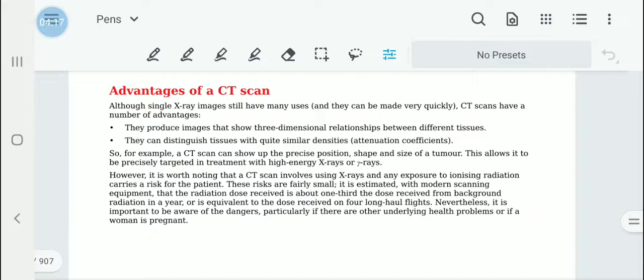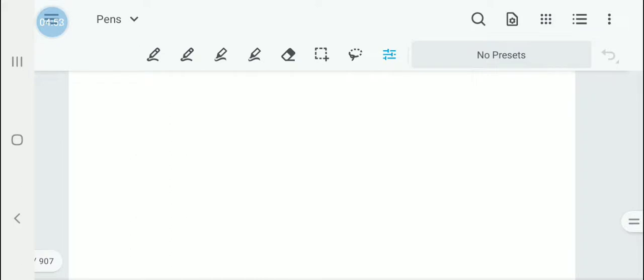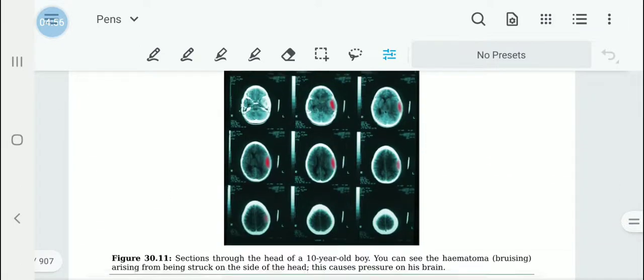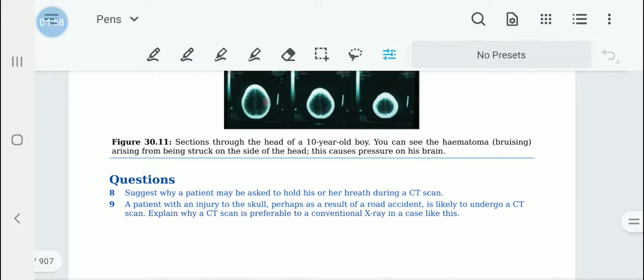However, still CT scans involve X-rays, so there is a risk, but this risk is very minimal. Now, for example, a single CT scan would be similar to one third of the dose that we receive from background radiation. Or when we go on long haul flights, when we go up in the sky, there is more radiation that we get exposed to. So that is similar to 4 long haul flights. But still we need to know about the dangers, because if a woman is pregnant or if there are other health concerns, it might be important to know those things.